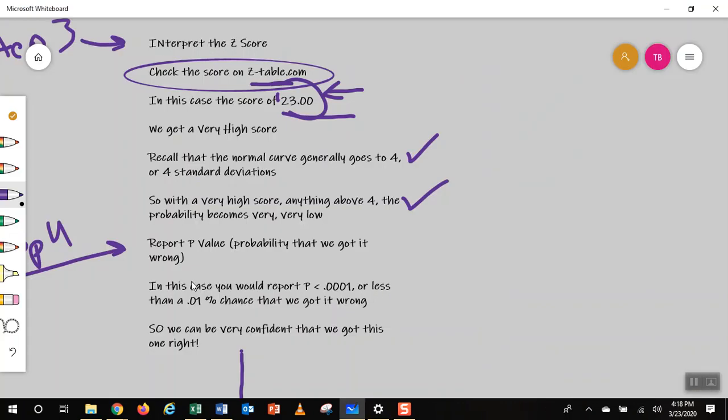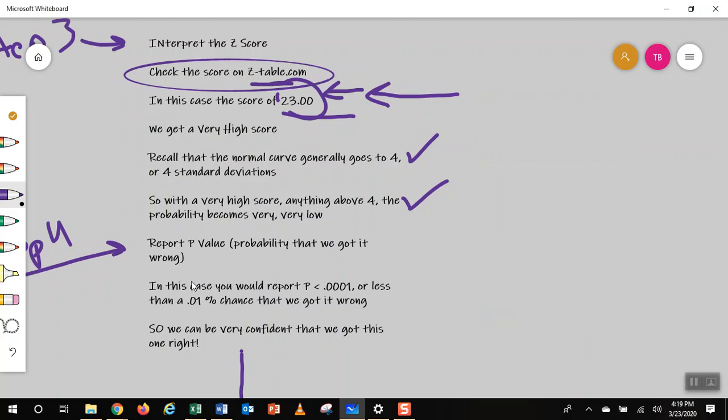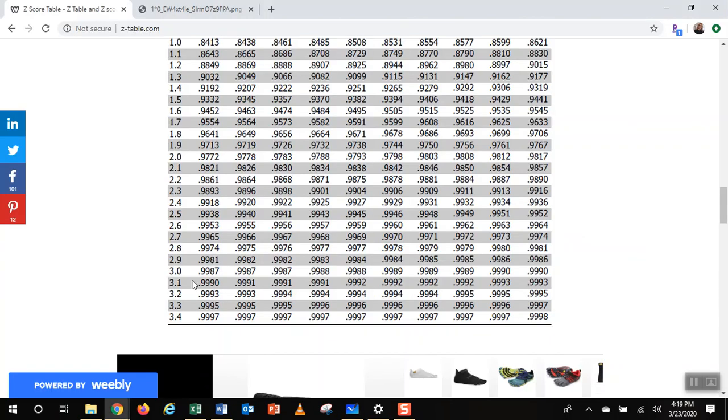So basically, if you're going all the way up to 23, they don't display it because at some point it becomes absurd. The number becomes so small. So for instance, going back to the chart, we got the 3.49, and that equals 0.9998.